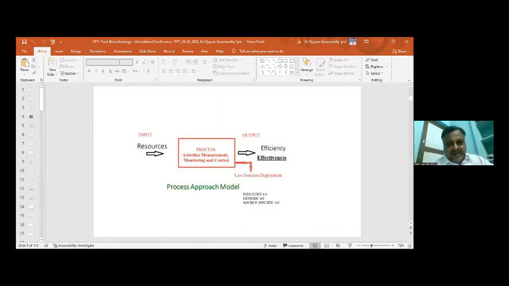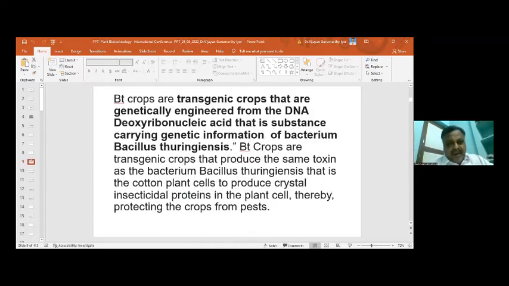And this is how the investigation has been taking place. That is called the product and process approach model. Bt crops are transgenic crops that are genetically engineered from the DNA, deoxyribonucleic acid, which is a substance carrying genetic information of the bacterium Bacillus thuringiensis. Bt crops produce the same toxin as the bacterium Bacillus, and the seed cotton plant cells produce crystal insecticidal proteins in the plant cell, thereby protecting the crops from pests.